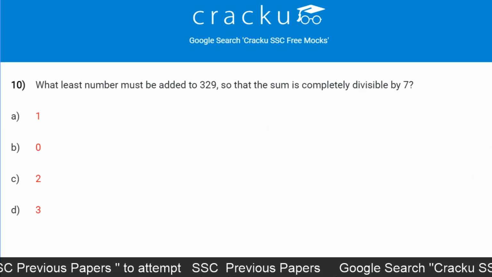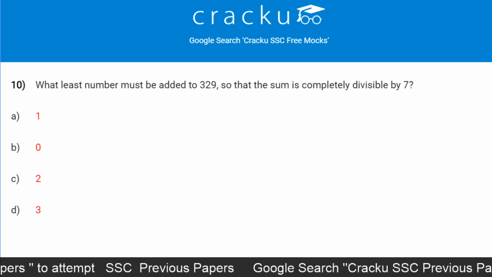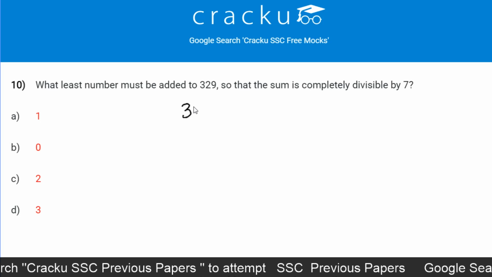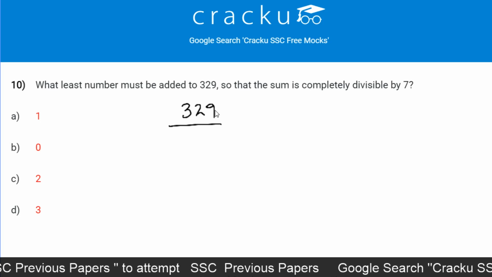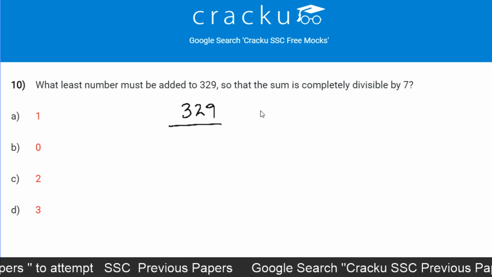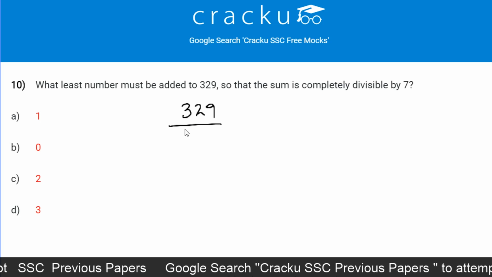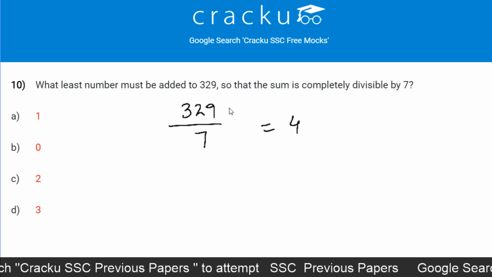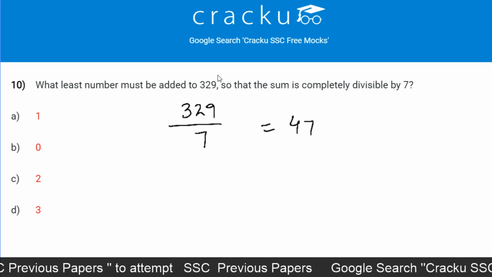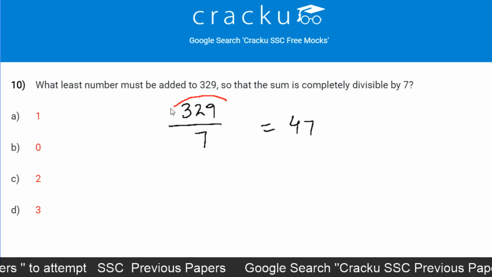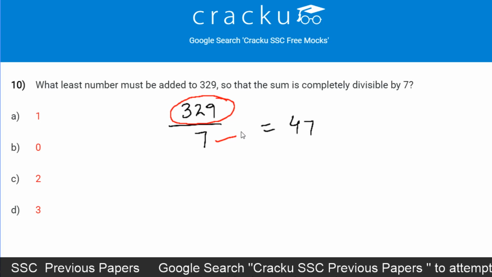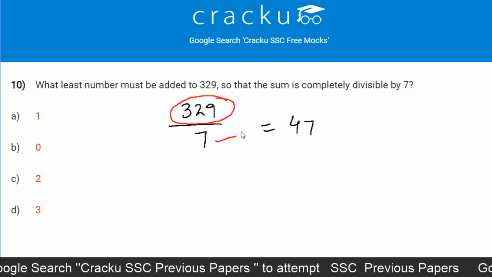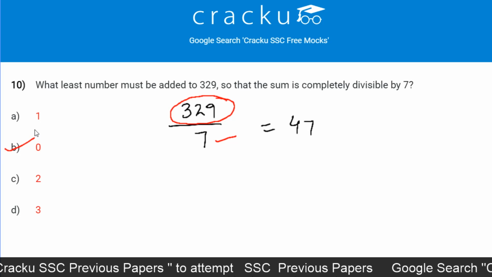Next question. What is the least number that must be added to 329 so that the sum is completely divisible by 7? We have to find what is the number that must be added to 329 to make it perfectly divisible by 7. Before that, let's see what is the remainder when 329 is divided by 7. 7 4s are 28, 7 7s are 49. So if you see, this number 329 is perfectly divisible by 7 and we don't need to add any number to make it perfectly divisible as it is already divisible. So the answer for this question is 0. We don't need to add anything, that is add 0.